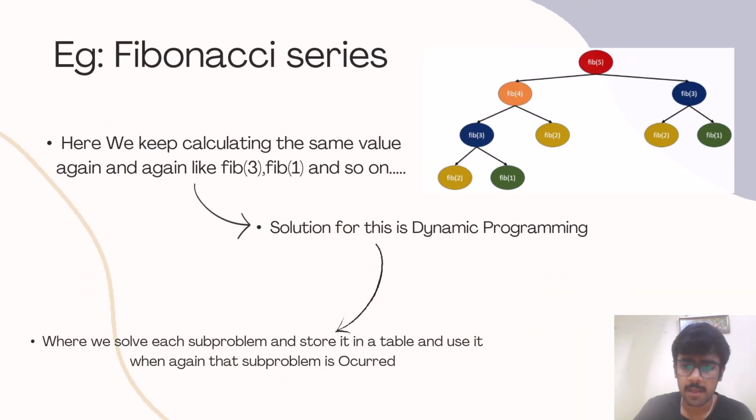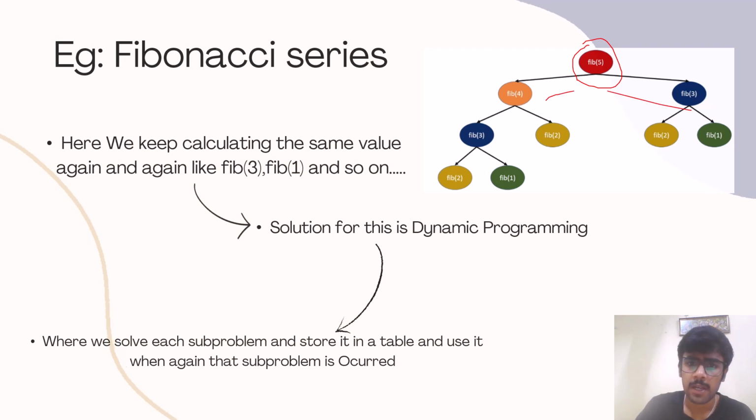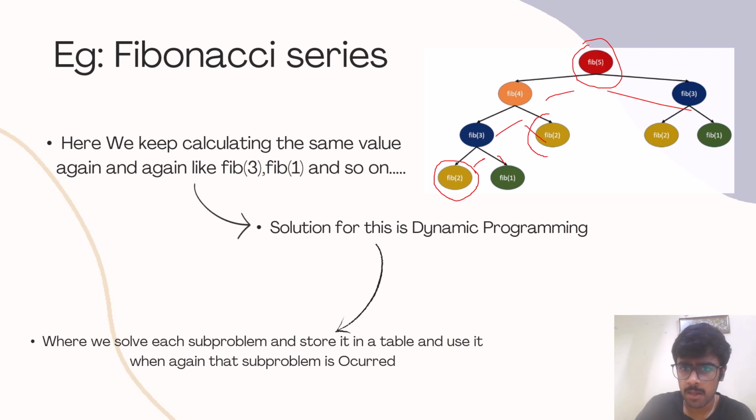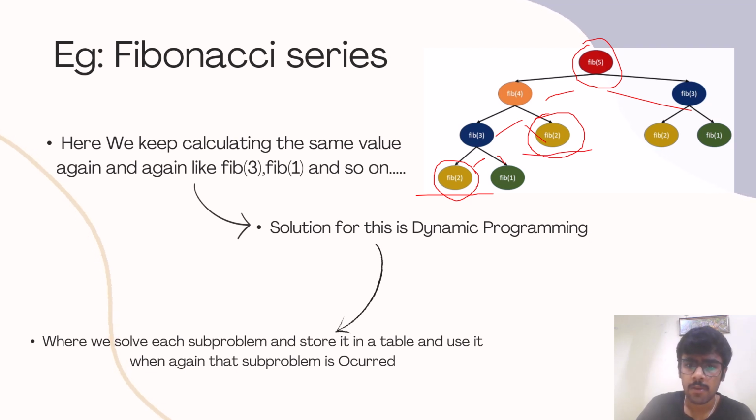Now let's understand dynamic programming with an example, that is the Fibonacci series. Here we can see that fib of 5 is calculated where it is divided into two, fib 4 and fib 3, and fib 4 is again divided into fib 3 and fib 2, and fib 3 again into fib 2 and fib 1. If we observe clearly, here fib of 2 is already completed, that is one of the subproblems, and again it is executed in fib of 4 to find fib of 2. That is, the same problem is executed again and again. This is one of the drawbacks.